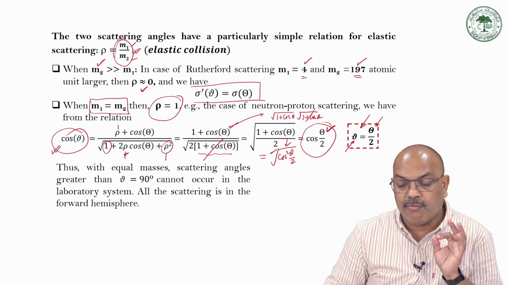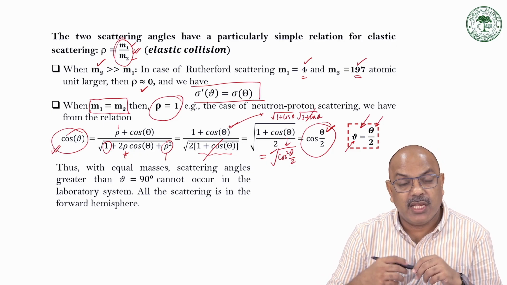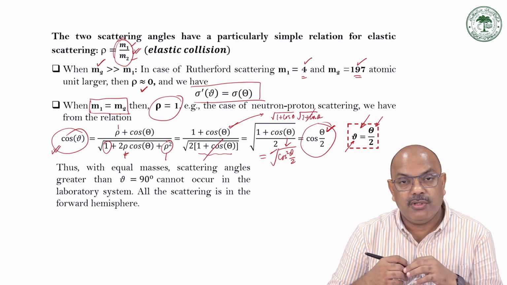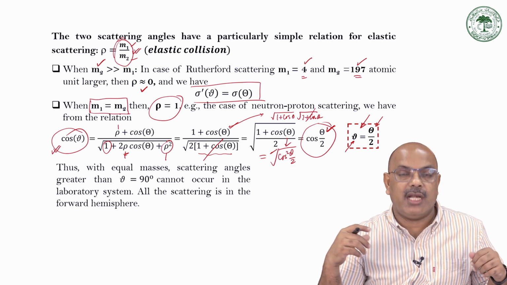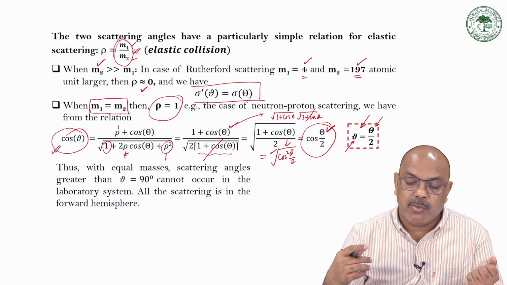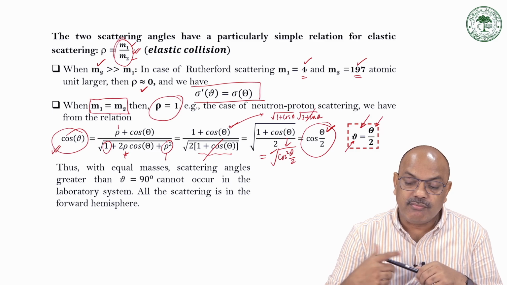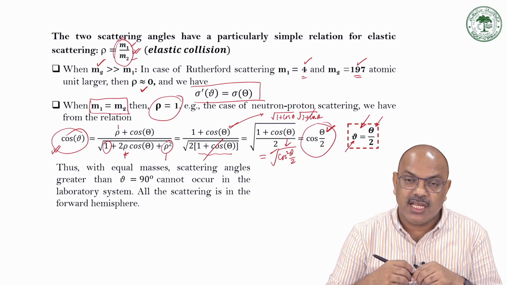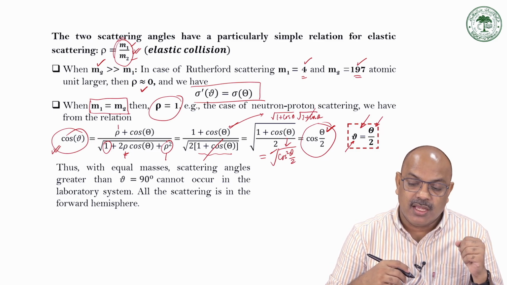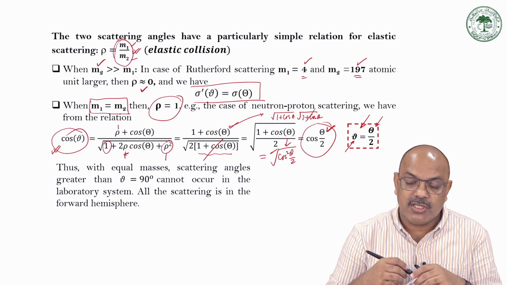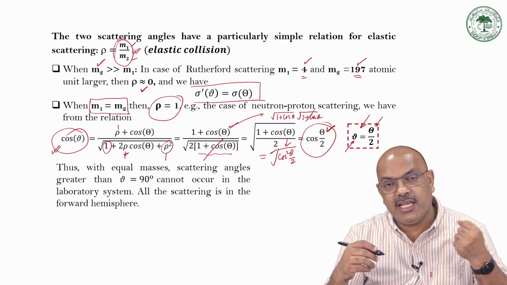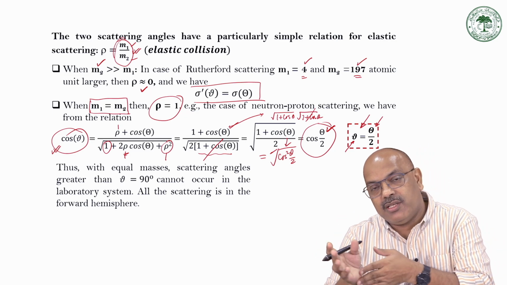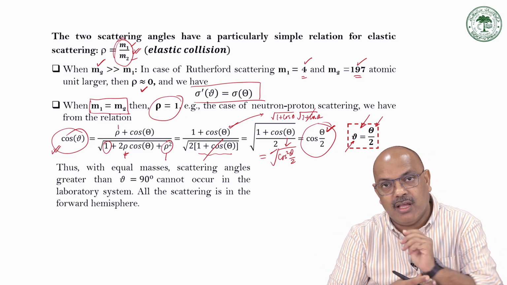So here the one condition is that if in an elastic collision you are doing scattering with the projectile and target particle, which are of equal masses, then the scattering angle in the center of mass frame and the relation to the lab frame is going to be theta by 2. So whatever the scattering angle is in the center of mass frame, the lab frame is going to have half of this.